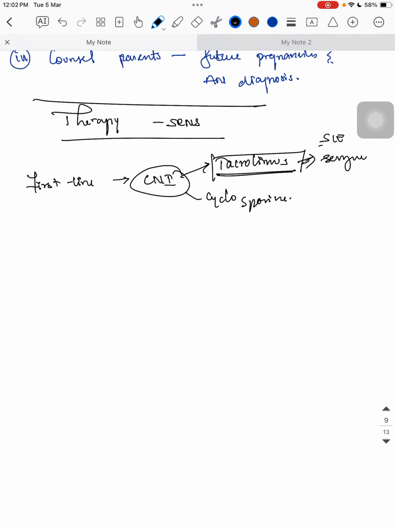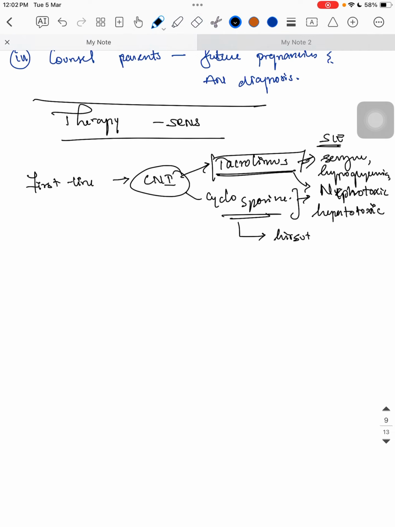Side effects, I'll write it here. It can cause seizure, hypoglycemia. Next, it is a nephrotoxic one, so it can cause AKI, and it is also hepatotoxic. Both cyclosporin and tacrolimus are nephrotoxic and hepatotoxic. Cyclosporin can be associated with hirsutism, gingival hyperplasia, and hypertension. These are the side effects of tacrolimus and cyclosporin.